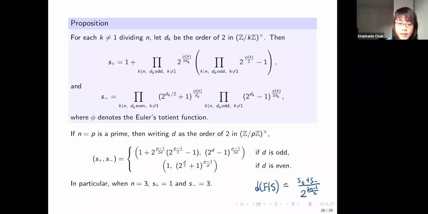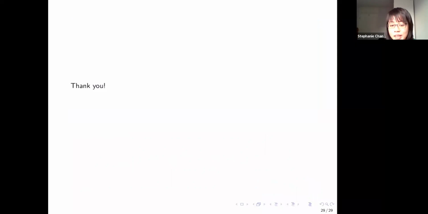And in particular, when we're looking at the degree 3 field, we have s plus is 1 and s minus is 3 from the factorization. Okay, and this is the end of my talk. Thank you for listening.